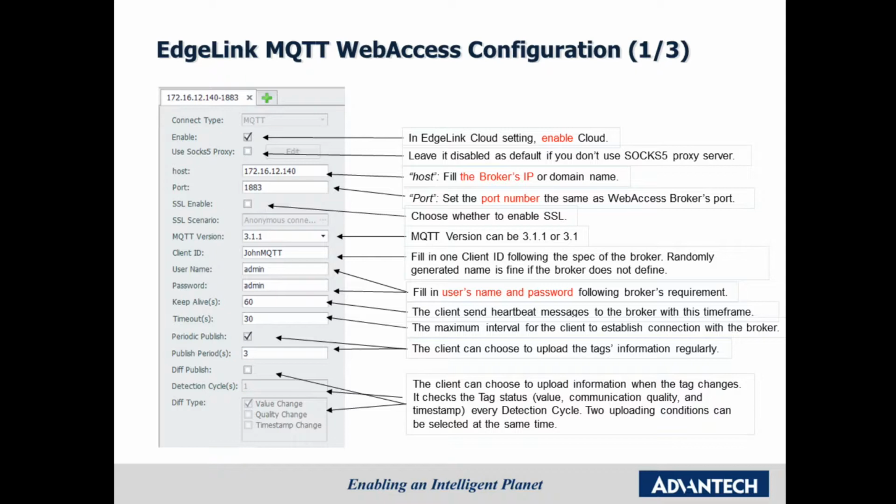The client can also choose to upload the information when the tag changes. If you check differential publish, after checking it, the user needs to set a detection cycle, for example 1 second, to check, and if the value changes, it will upload. Please note that differential publish and periodic publish can be defined at the same time.